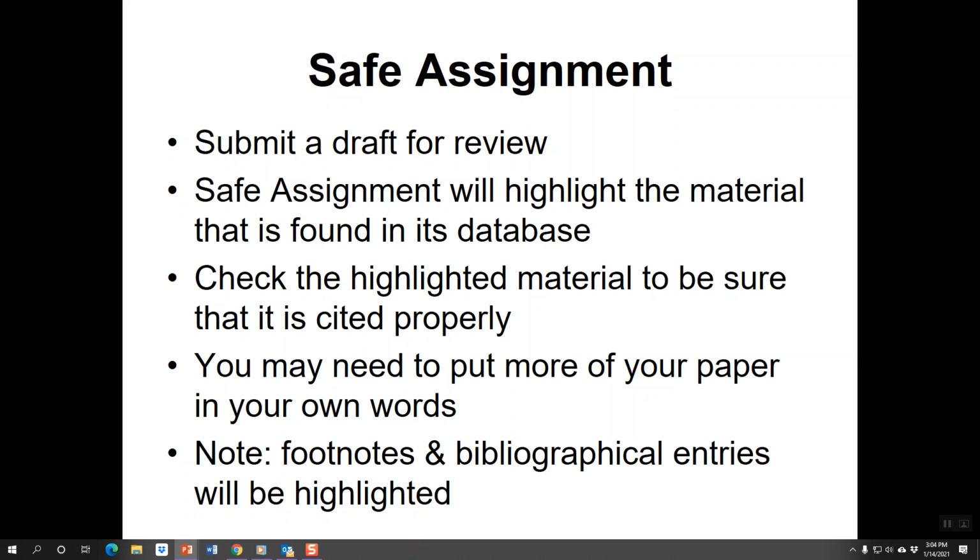Now, you need to be aware that Safe Assign is going to highlight footnotes and bibliographical entries because obviously other students have cited the same sources. This is to be expected and is not a matter of concern.